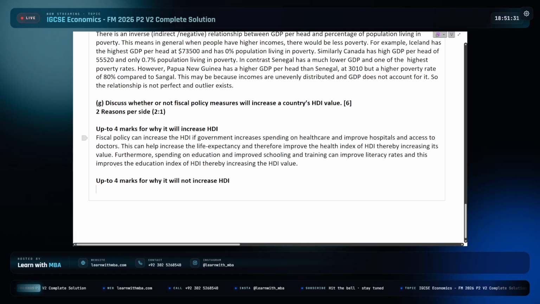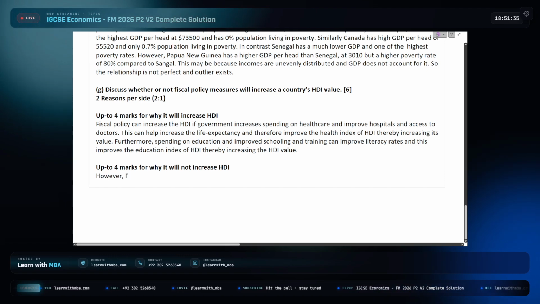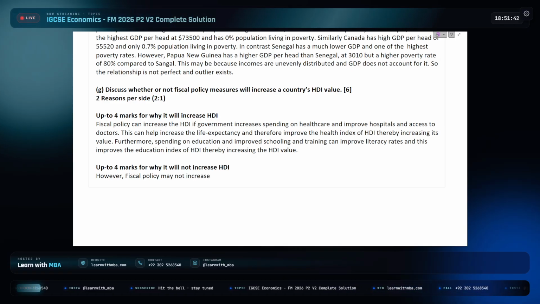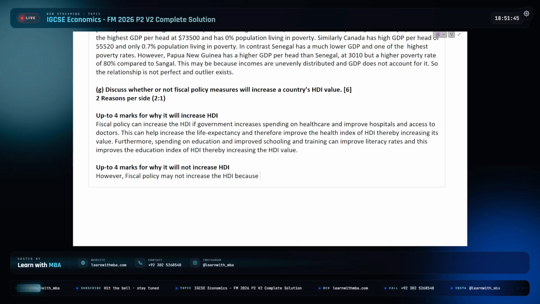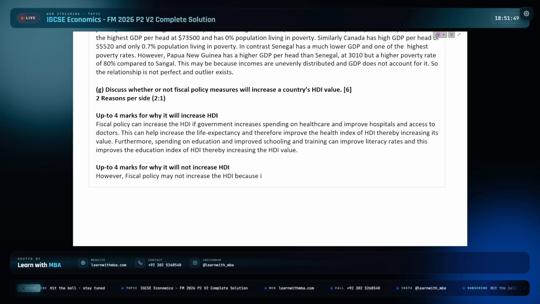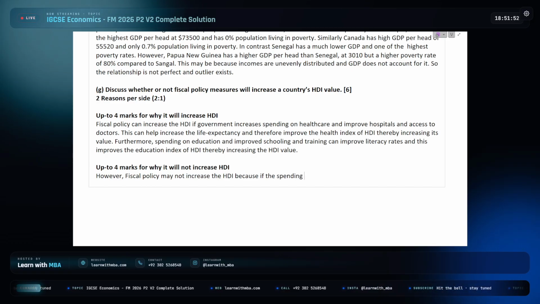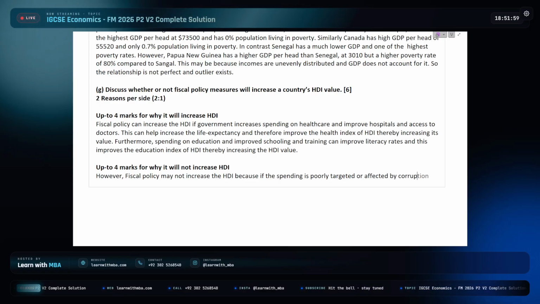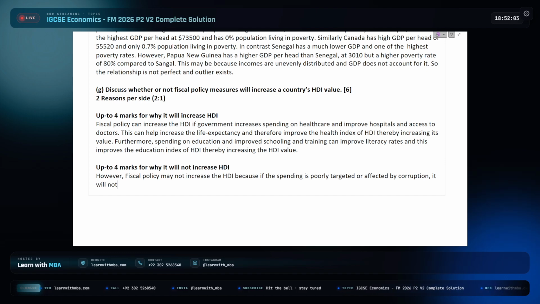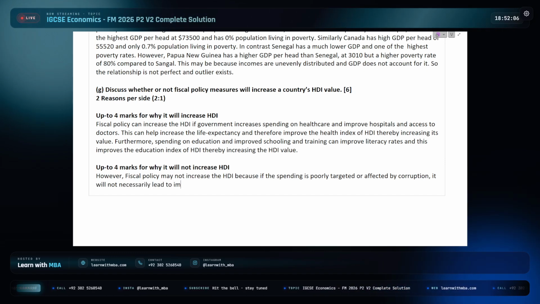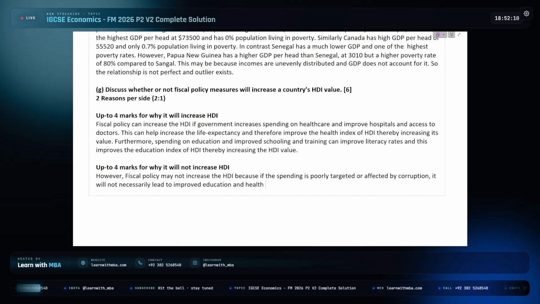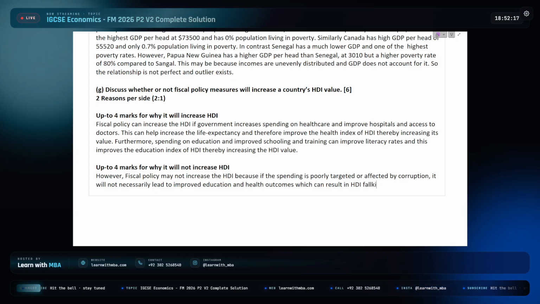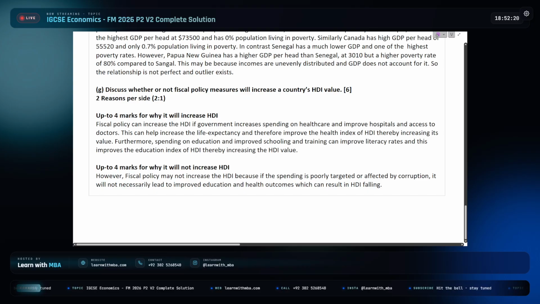Now you would write down why it may not, right? So you would write, however, fiscal policy may not increase the HDI because if the spending is poorly targeted or affected by corruption, it will not necessarily lead to improved education and health outcomes, which can result in HDI falling. Does this make sense? Yeah.